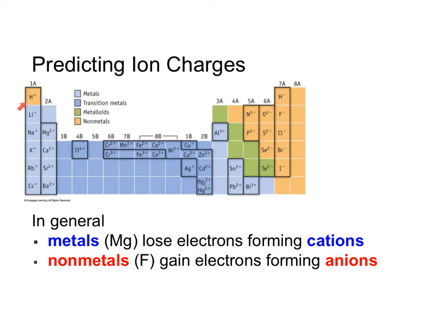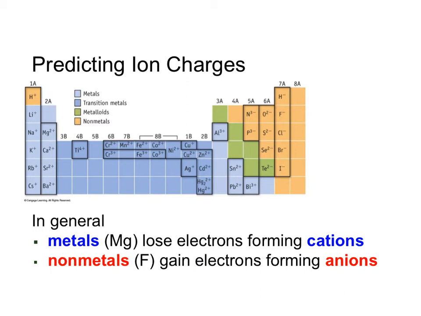Our group 1 metals tend to form charges of 1+. Our group 2 metals tend to form charges of 2+. Transition metals, however, are not quite as easily predicted. Our group 5 nonmetals tend to form -3 ions. Our group 6 nonmetals tend to form -2 ions. And our group 7 nonmetals, as well as hydrogen, can form -1 ions.